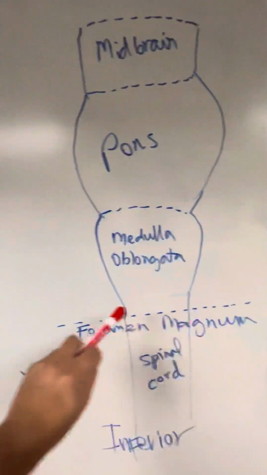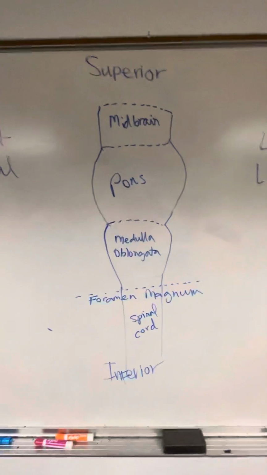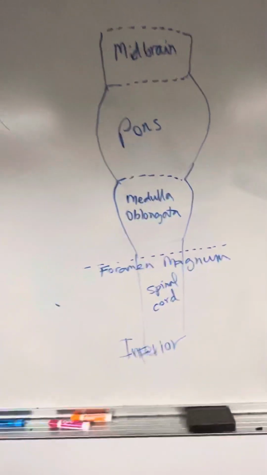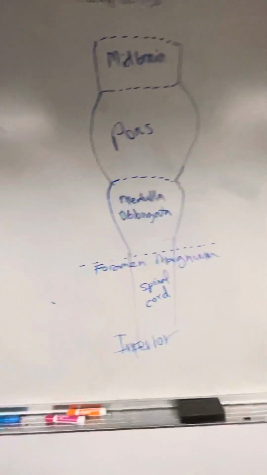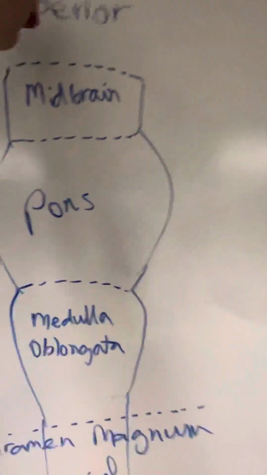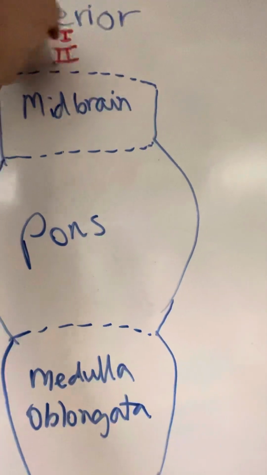Once it passes the foramen magnum of the occipital bone, it will change its name to spinal cord. So you can see superior, inferior, right lateral, left lateral, and medial will be right here in the middle. Okay? Again, anterior view of the brainstem. So let's focus on all the cranial nerves. So let's start off with cranial nerve number 1 and 2 on the superior portion.